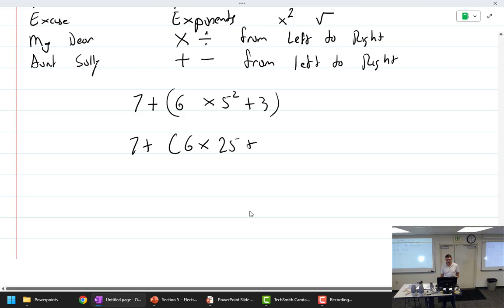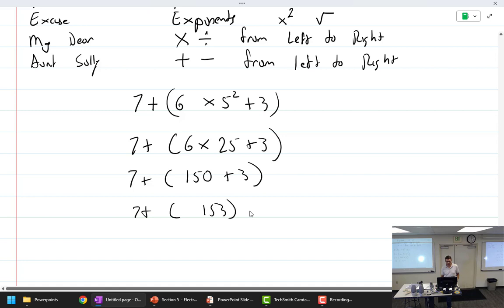25 plus 3. Then what do we do? Multiplication from left to right. So it's 7 plus, what is 6 times 25? 150. 150 plus 3. Then what do we do? Addition inside the parentheses, 153. And then we finally do 7 plus 153, which is 160.